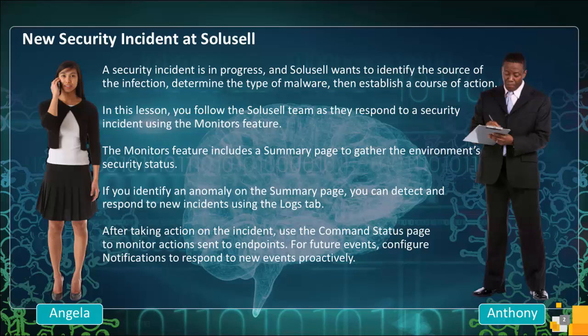The Monitors feature includes a summary page to gather the environment's security status. If you identify an anomaly on the summary page, you can detect and respond to new incidents using the Logs tab. After taking action on the incident, use the Command Status page to monitor actions sent to endpoints. For future events, configure notifications to respond to new events proactively.